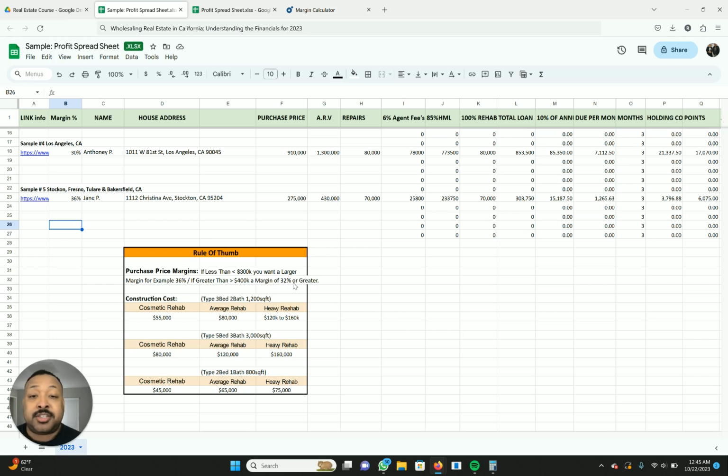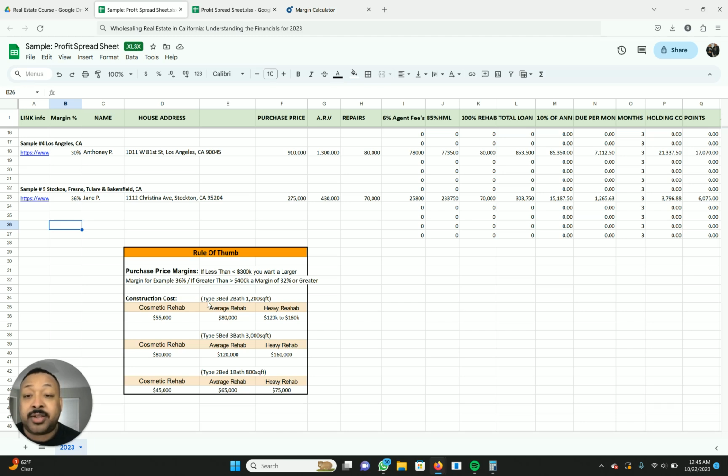fee. Now, when it comes to construction costs and you're trying to analyze a property, I get asked this question a lot, so I figured I'll throw it in here for you guys. I've done all kinds of flips. I've done small projects. I've done big projects. So on average, when you're dealing with a 3-bedroom, 2-bath, that's around 1,200 square feet.